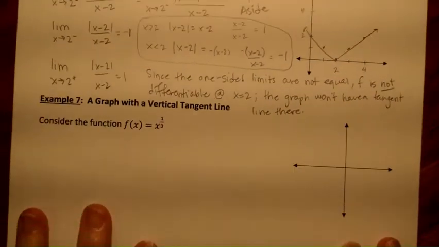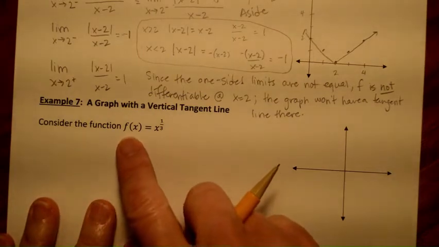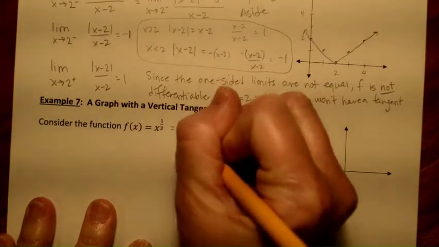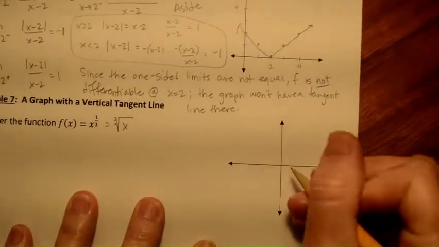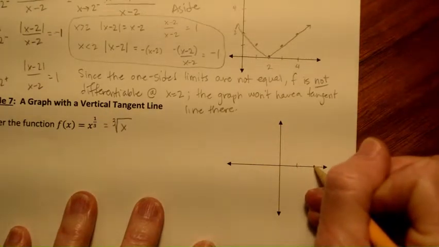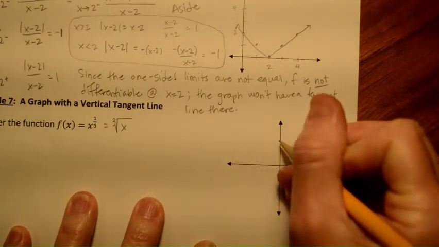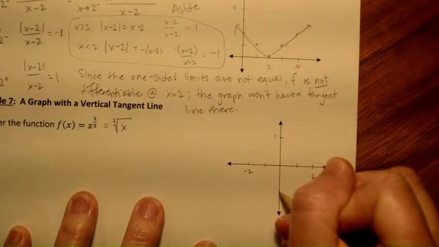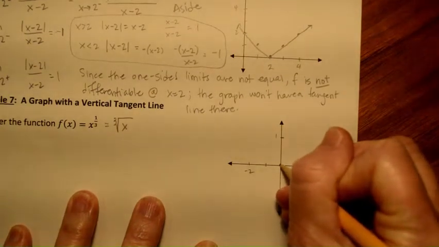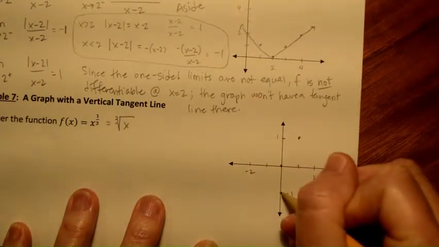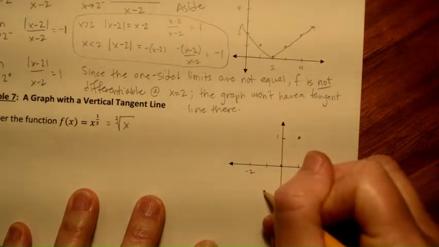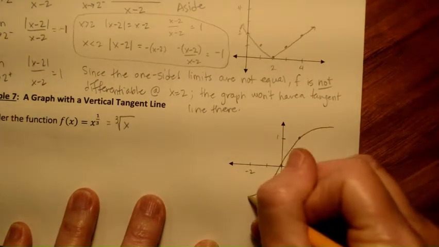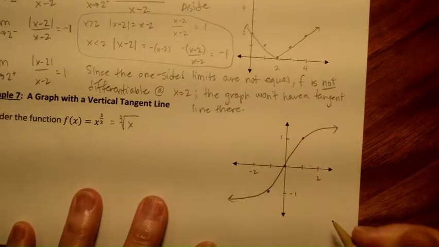Okay, so let's take a look at this one. Consider the function f of x equals x to the 1/3. Again, this is cube root of x. Let me make this 1, 2. I'm going to go up big for 1 here, -1, -2. I'll go down big for -1. At 0, it's 0. At 1, it's 1. And at -1, it's -1. While that looks linear, we know that's not what it is. It's just going to look like this.